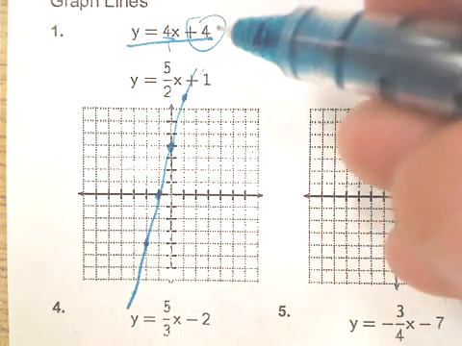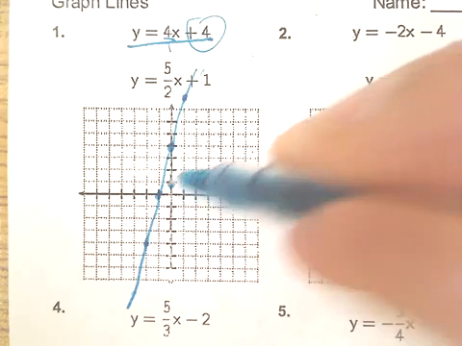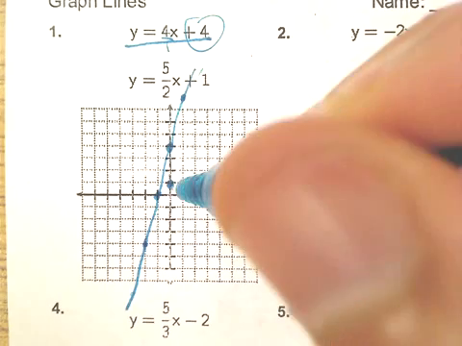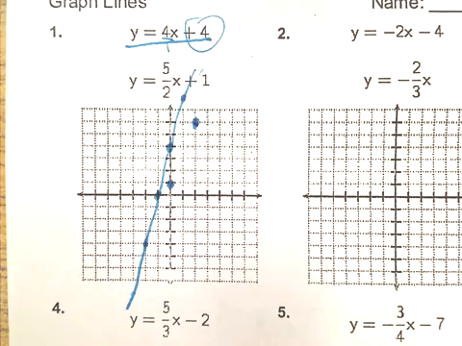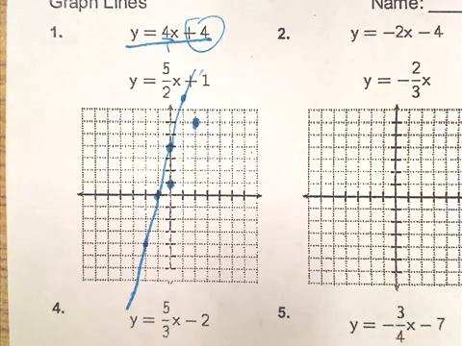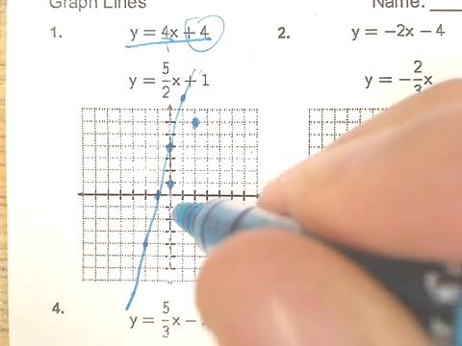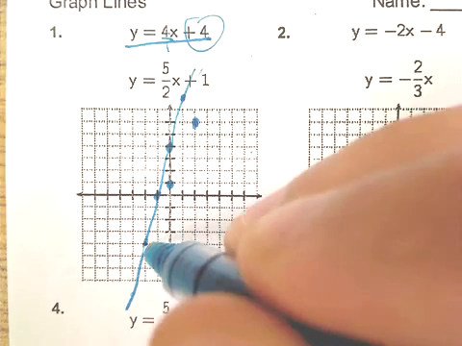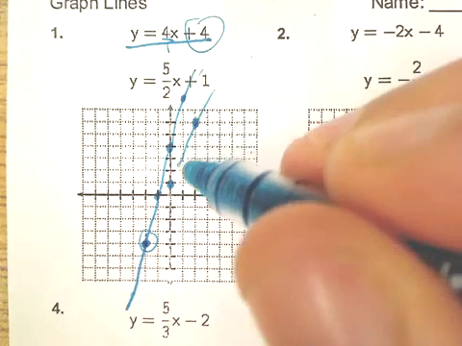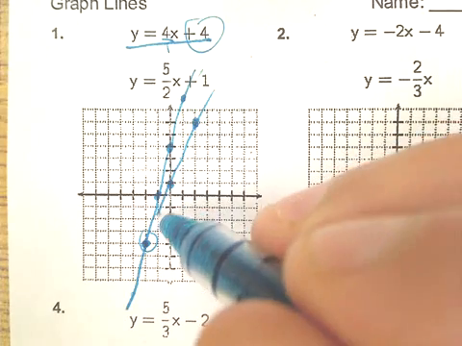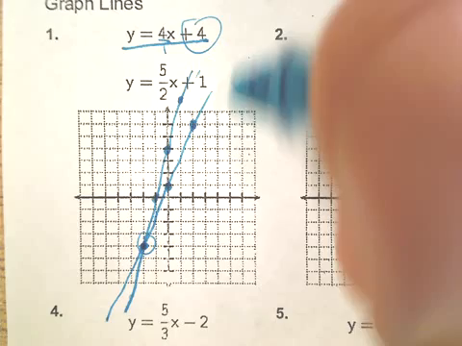Okay. The next line is 5 halves x plus 1, so go to plus 1. And then up 5 and over 2. 1, 2, 3, 4, 5, 1, 2. Well, that didn't hit, and in fact it got further away. Let's go backwards, down 5 and over 2. 1, 2, 3, 4, 5, 1, 2. There's my point. So that's where these two lines are going to meet. You need to be really accurate with your graphing so that you can see where they will hit each other. That's negative 2, negative 4.